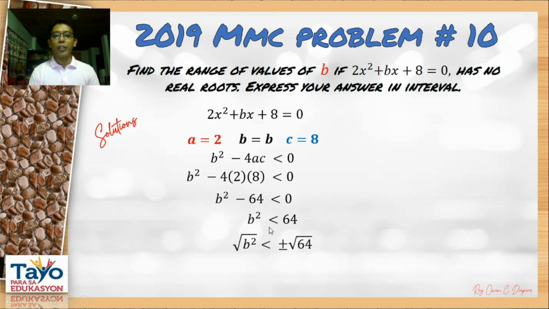Getting the square root on both sides, the square root of b squared is b, and the square root of 64 is 8. That gives us b is less than positive negative 8. Now, since in the problem we are asked to express our answer in interval, our answer is open parentheses, negative 8 and 8, close parentheses.